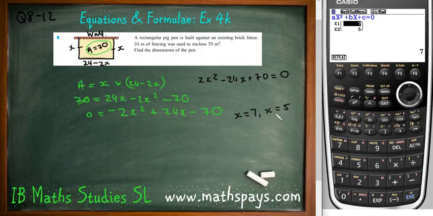Now, of course, if one of those two values were a negative, okay, then they would be discounted because we know that x must be greater than 0. But in this case, they both work. So you must give both possible answers.